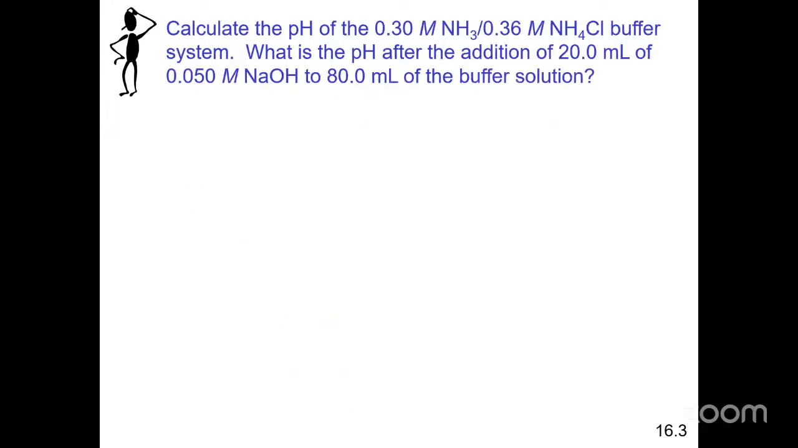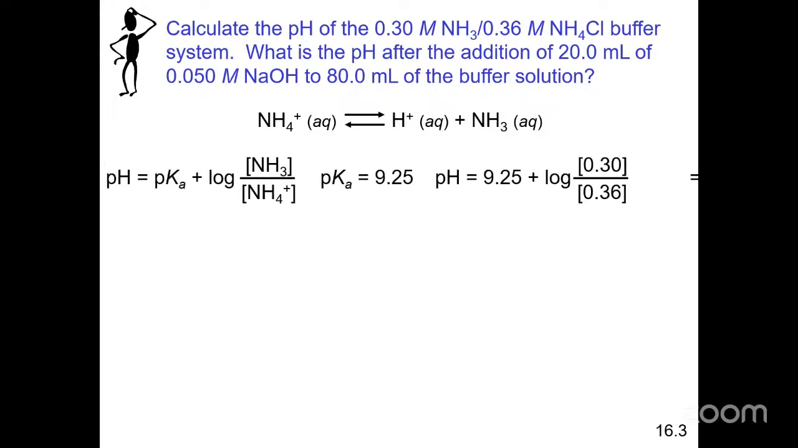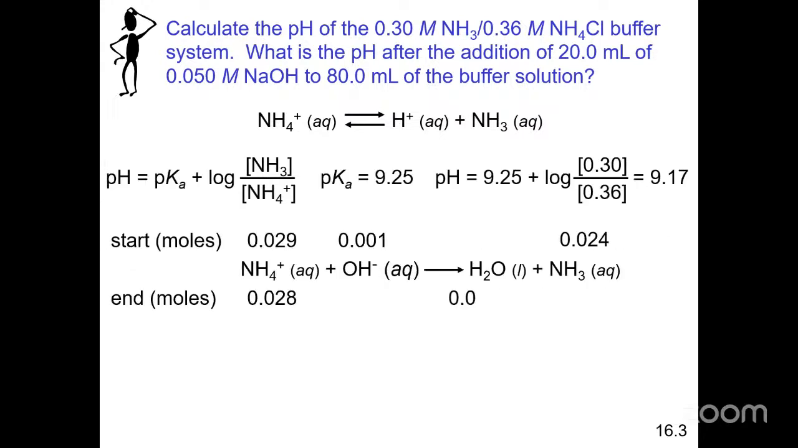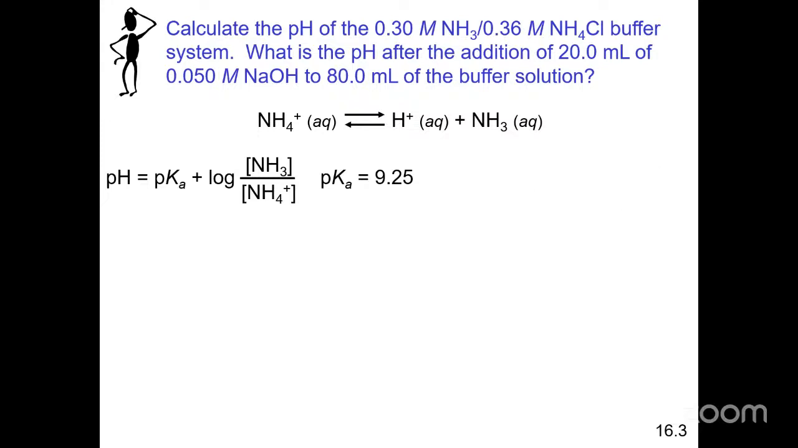Okay, moving along. Now here's where we're going to get into a real quantitative example of a buffer solution. In this case, it's a combination of ammonia and ammonium chloride. So that's the weak base, and this would be the salt of that weak base. They gave you the molarity of both of them. And it says, what is the pH after the addition of 20.0 mL of 0.050 M sodium hydroxide to 80.0 mL of the buffer solution? Let me check something here. Okay, I prefer to do this myself instead of relying on this.